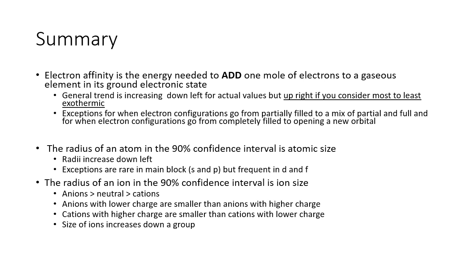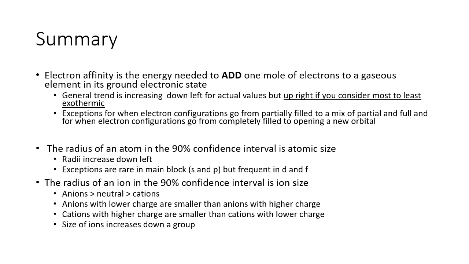To summarize, electron affinity is the energy needed to add 1 mole of electrons to a gaseous element in the ground electronic state. The general trend is increasing down left for actual values, but if you consider which is most to least exothermic, it goes up right. Exceptions for when electron configurations go from partially filled to a mix, or partial to full, or when electrons go from completely filled to opening up a new orbital. So we'll see differences in the trend as far as what goes up and what goes down.